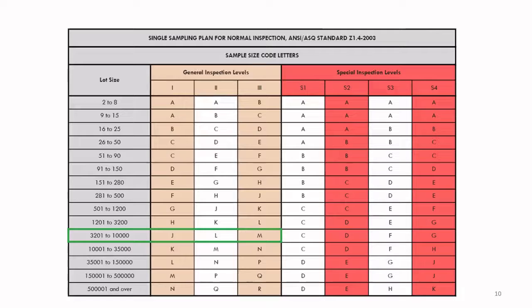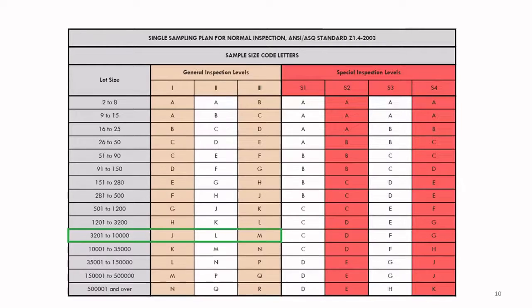Now if you take, let's say, a lot size of 2 to 8 pieces, and if the general inspection level is 1, then the sample size code letter is A. If you have a lot size of, let's say, 281 to 500, and the general inspection level is 3, the letter that is given is J, J for Jacob. So this particular table will give you the sample size code letter, which is an alphabet.